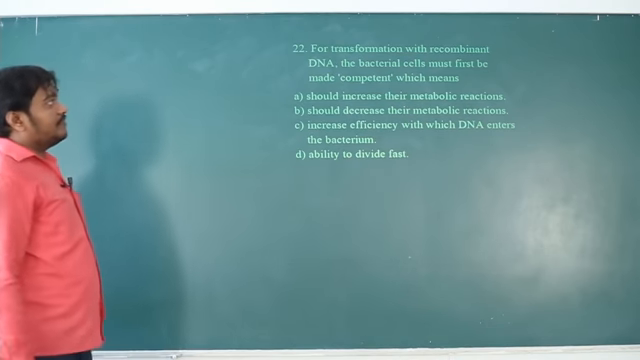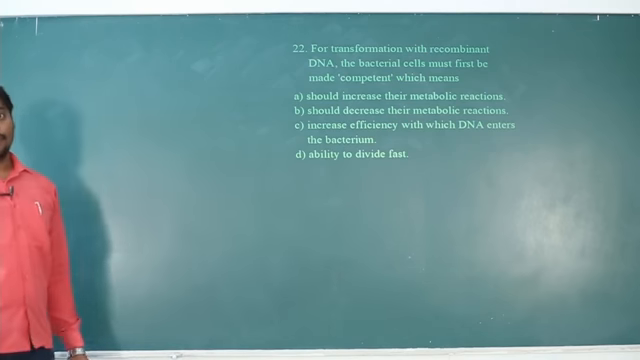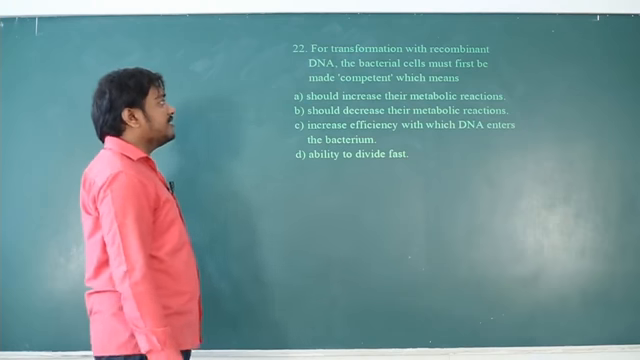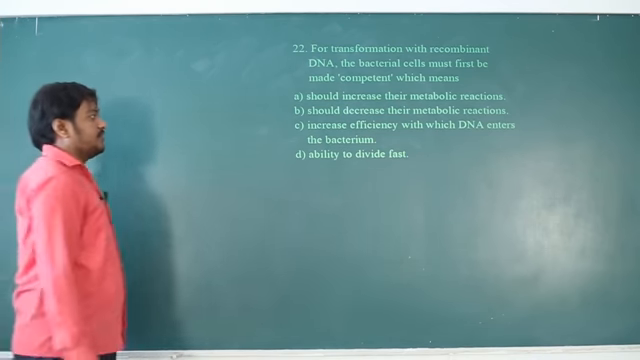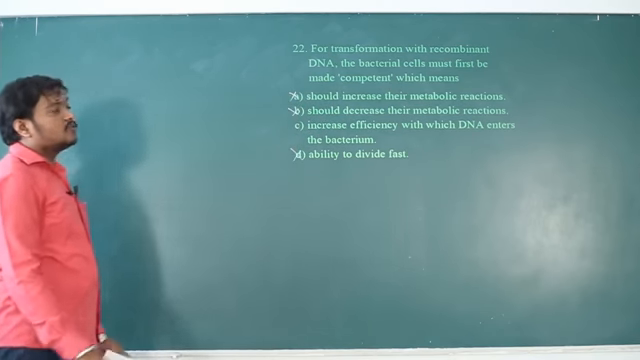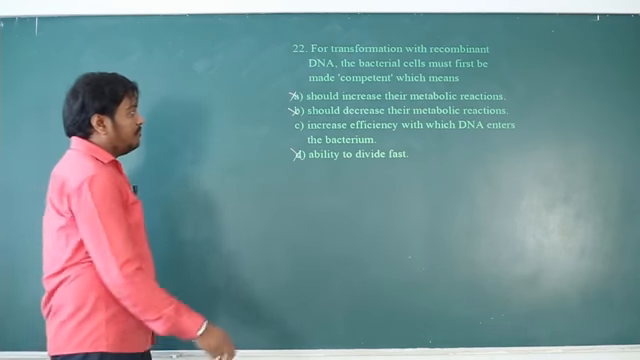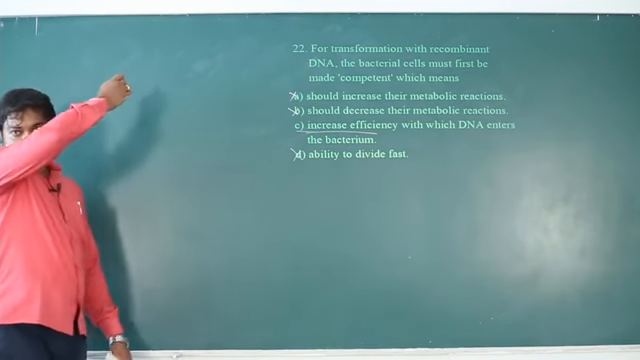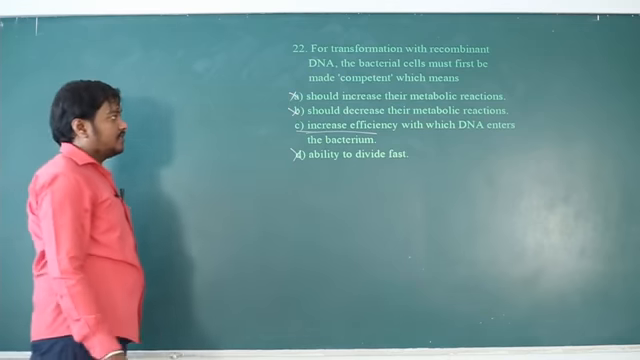Next question. For a transformation with recombinant DNA, the bacterial cell must first be made competent. What is the meaning of making the bacterial cell competent? Should it increase their metabolic reaction, decrease their metabolic reaction, increase the efficiency with which DNA enters the bacterium, or the ability to divide fast? Divide fast, no, that is not it. Because in transformation we need to deliver our desired plasmid rDNA into bacteria, so we increase the efficiency of a bacterial cell to take up the rDNA. That is called making the bacterial cell competent.